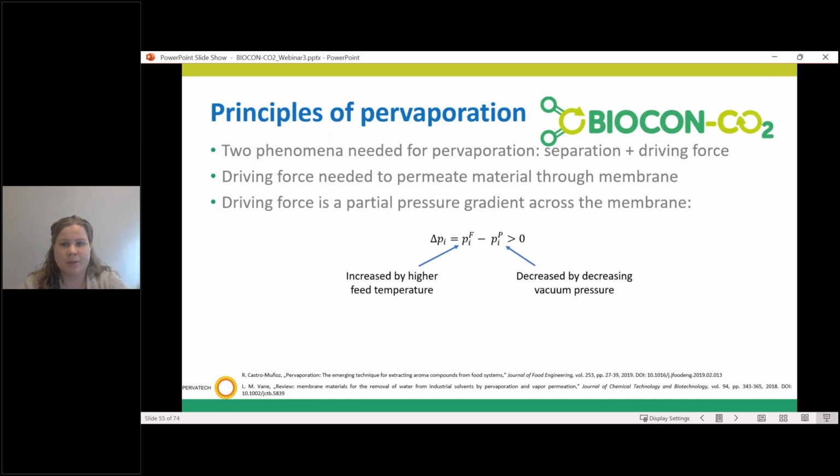So as mentioned, we not only need separation, we also need a driving force to permeate the material through the membrane. And in pervaporation, the driving force is a partial pressure gradient across the membrane. Or in other words, for that to be a driving force, the partial pressure of one component at the feed side has to be higher than the partial pressure of the same component at the permeate side. The driving force can be increased by either increasing the partial pressure at the feed side or decreasing the one at the permeate side. The first one can be increased by increasing the feed temperature, and the second one can be decreased by using a deeper vacuum pressure.